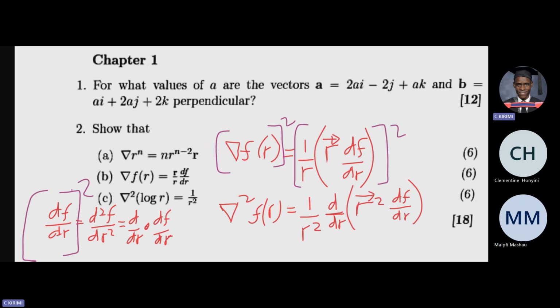We are just squaring. The first part, when you square 1 over r, 1 times 1 is 1, and r times r is r squared. When you square r as a vector, now it's r squared as a vector. Then when you square df dr, you get df dr squared. Then you can split it out by taking d dr outside the bracket, d dr multiplied by df dr.